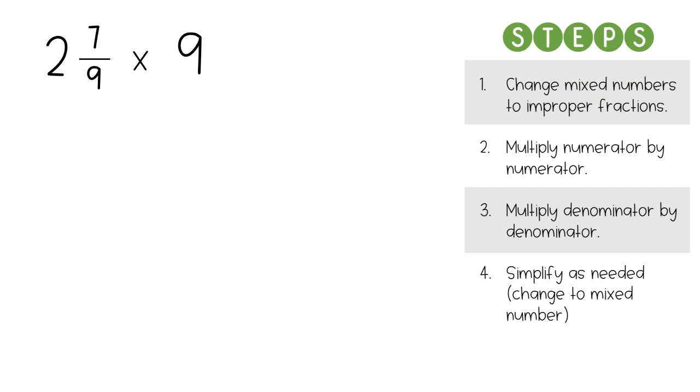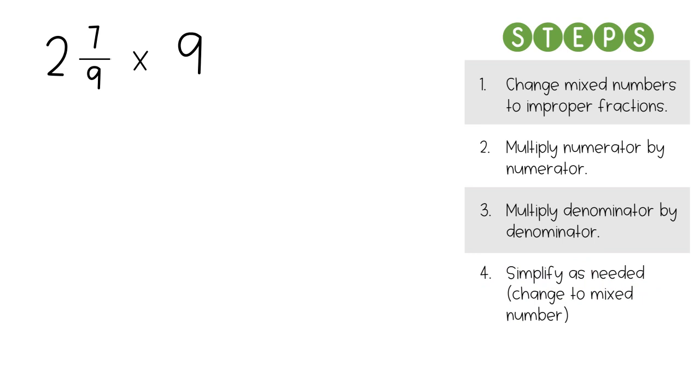Now let's try how to multiply a mixed number times a whole number. So I have our steps over here for how we do this, and our first step is to change the mixed numbers to improper fractions. Our second step is to multiply the numerator by the numerator. Our third step is to multiply the denominator by the denominator, and our fourth step is to simplify as needed. Remember, that means we need to change it back to a mixed number. So let's jump in and get started.